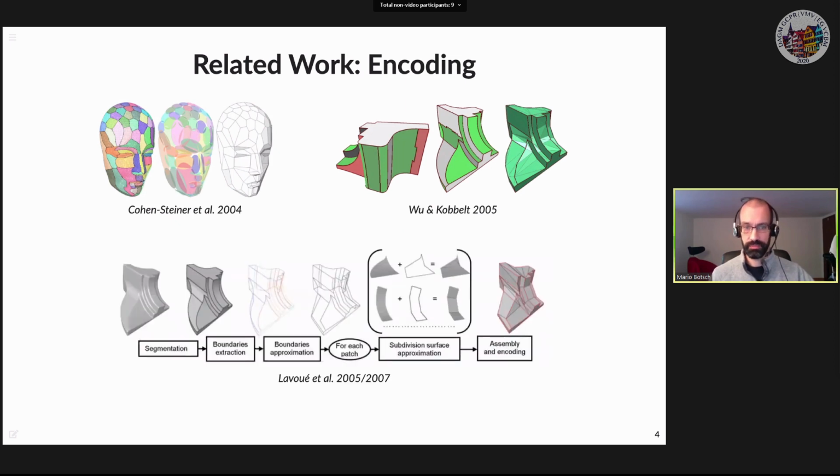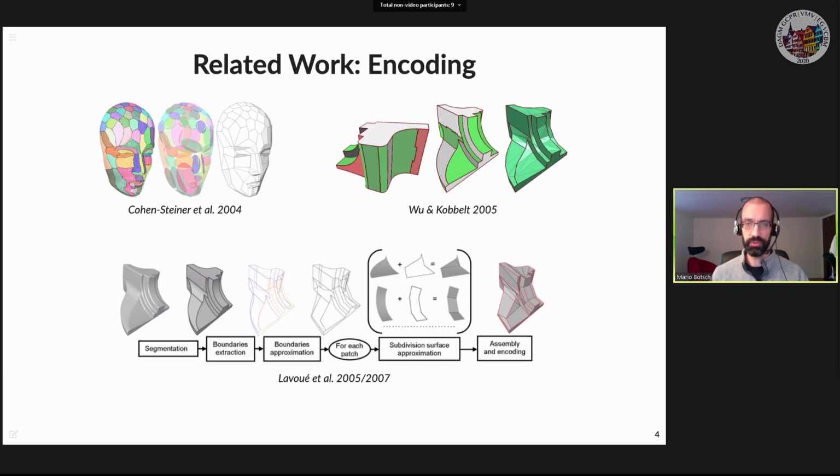And then the work probably most closely related to ours is by Lavoué and colleagues, who also use technical models, do a region growing to find patches of constant curvature, and then approximate boundary curves and patches using subdivision curves and subdivision surfaces. So while Lavoué and colleagues do a region growing, we follow the approach of Wu and Kobbelt, which is basically an extended version of the Lloyd clustering of Cohen-Steiner to find the different patches.